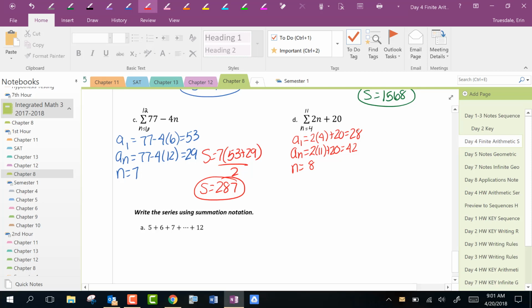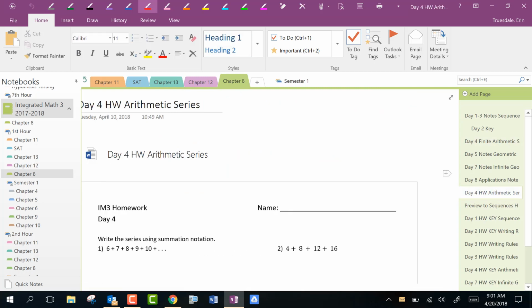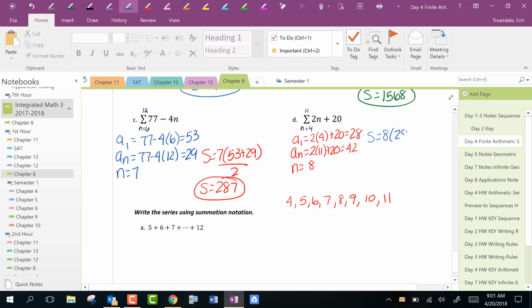If you don't know, just write it out. You can always write out term 4, 5, 6, 7, 8, 9, 10, 11, and you can just count. 1, 2, 3, 4, 5, 6, 7, 8. There's 8 terms. Okay, and then I plug into my formula, so the sum would be 8 times 28 plus 42 is 280. Questions?